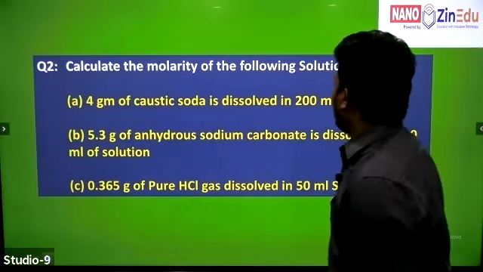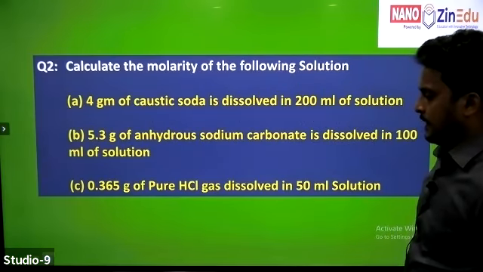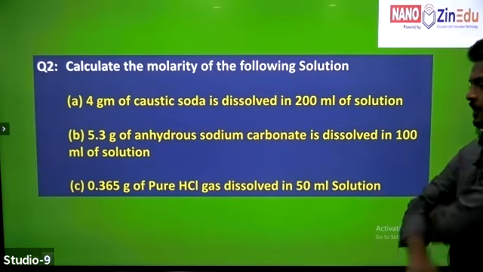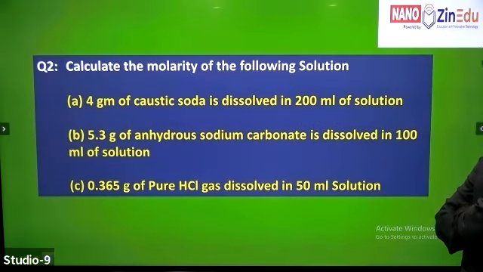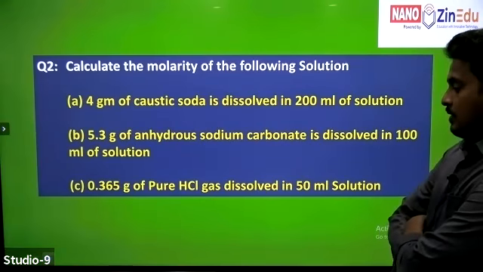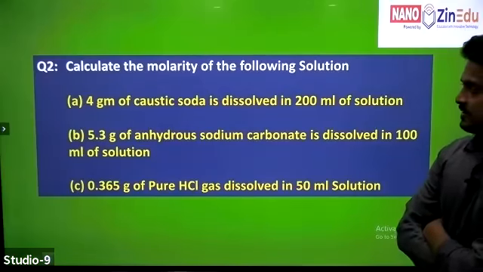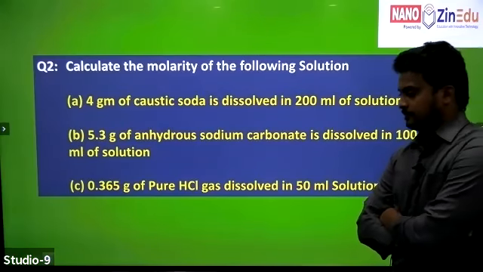Calculate the molarity of the following solutions. A, 4 grams of caustic soda is dissolved in 200 ml of solution. B, 5.3 grams of anhydrous sodium carbonate is dissolved in 100 ml of solution. C, 0.365 grams of pure HCl gas dissolved in 50 ml of solution. Copy it, I will ask for the answers tomorrow.